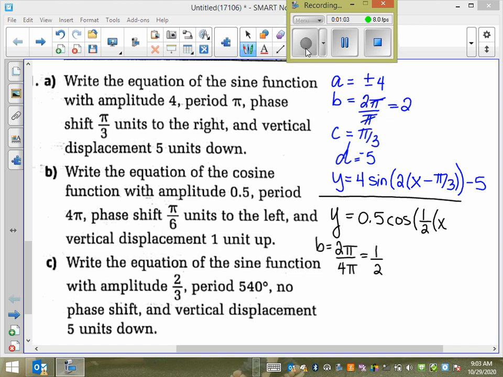And then I get pi over 2 units to the left, or pi over 6 units to the left, so plus pi over 6. And then plus.